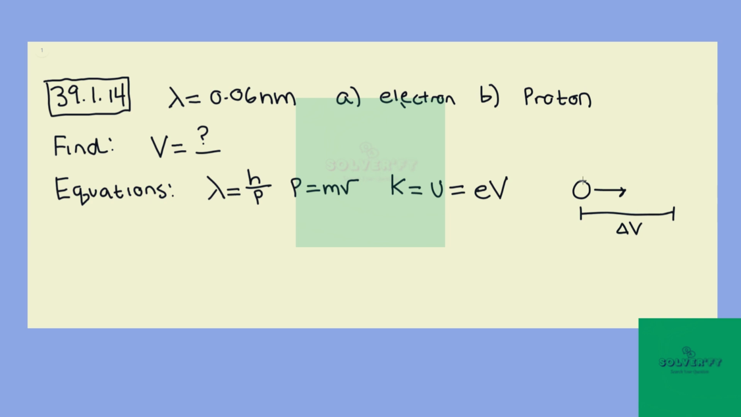we can note that the particle starts from rest, and so its kinetic energy will be equal to the potential energy gained through this potential difference, which is simply the charge, e, times the voltage, delta V. Note this is not electron volts, this is the electron charge times the voltage. And the reason we're using e for the electron charge is because it works for both electrons and protons. They have the same charge. Okay, so let's jump into it.